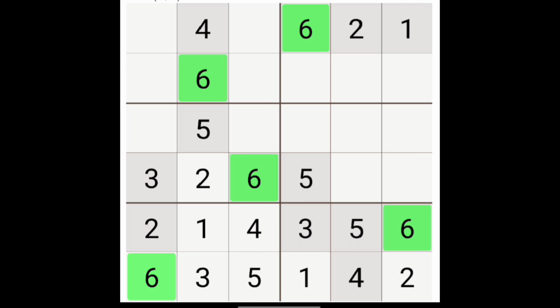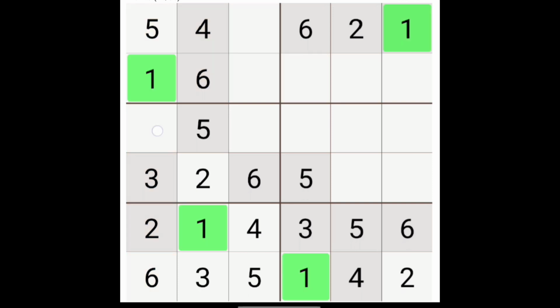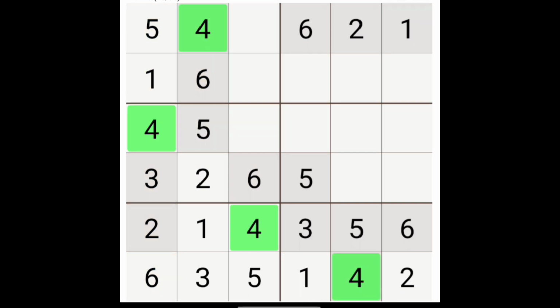Okay. Now let us complete the first column. In the first column 3 to 6 are given. 1, 4, 5 are missing. So in this cell 1 and 4 cannot come because 1 and 4 you can see at the right of this cell. So 5 will come here. So here in this cell 4 cannot come because 4 is there in the same box. So 1 will come here and 4 will come in this box.